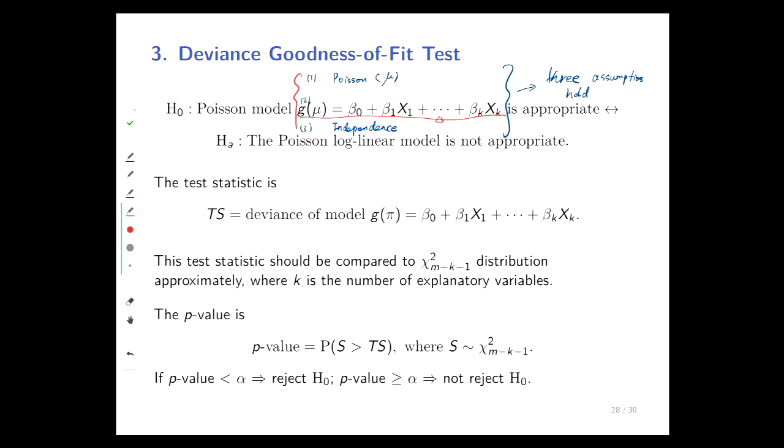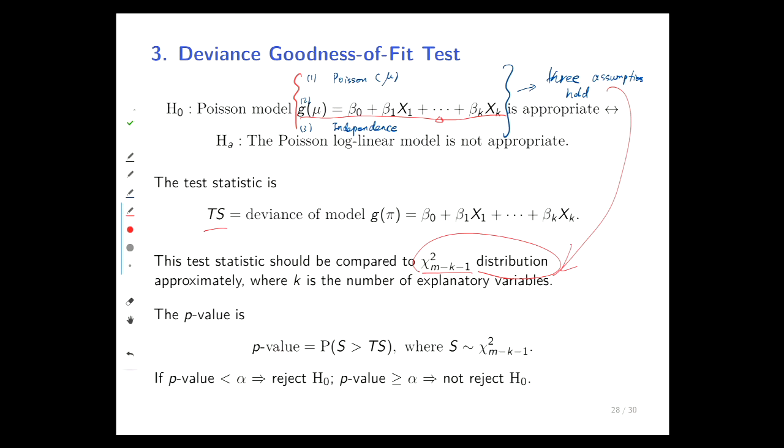And the test statistic is the deviance of the model. And if these three assumptions are satisfied, we can find that this test statistic can be approximately this chi-square distribution. So this chi-square distribution is exactly from these three assumptions. So we use these three assumptions to obtain this chi-square distribution. And if we do not have these three assumptions, we can never use this chi-square distribution as the comparison.